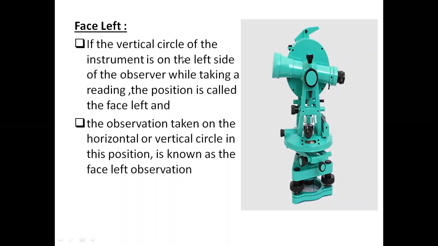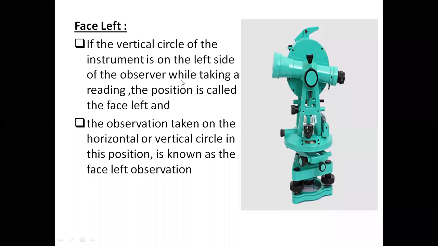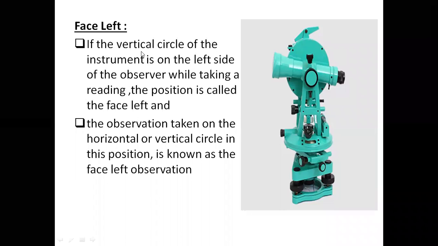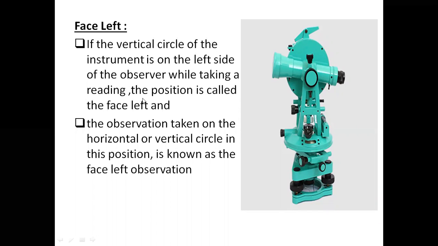If the vertical circle of the instrument is on the left side of the observer, or the telescope, while taking a reading, then that position is called face left. You get it, it is very simple.